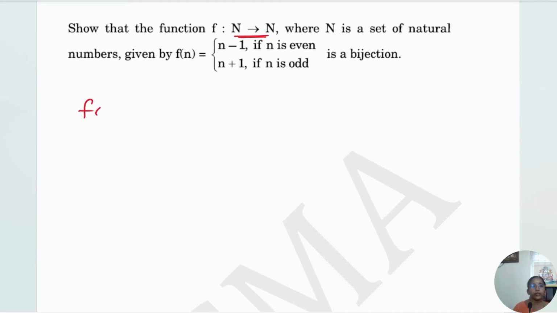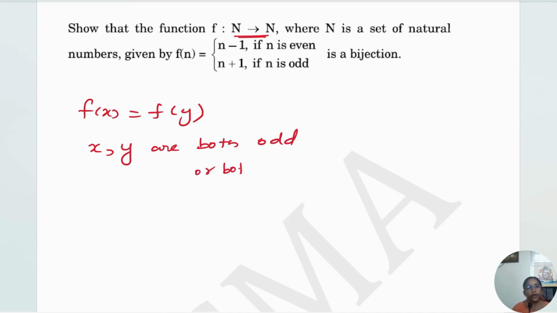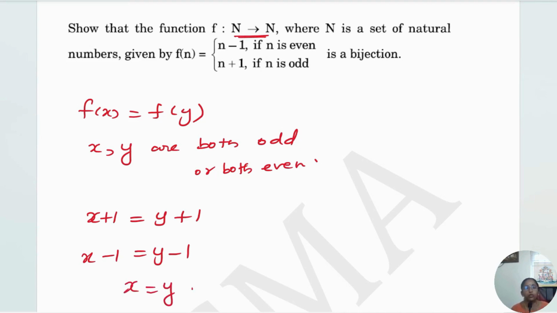So if I am doing like this, f of x is equal to f of y. Say if x and y are both odd or both even, then n minus 1, or x minus 1 or y minus 1. In this case x plus 1 is equal to y plus 1, or we can say x minus 1 is equal to y minus 1. So in both the cases our x will be equal to y. So this function is one to one in this case. But here we are considering both x and y are both odd or both even.